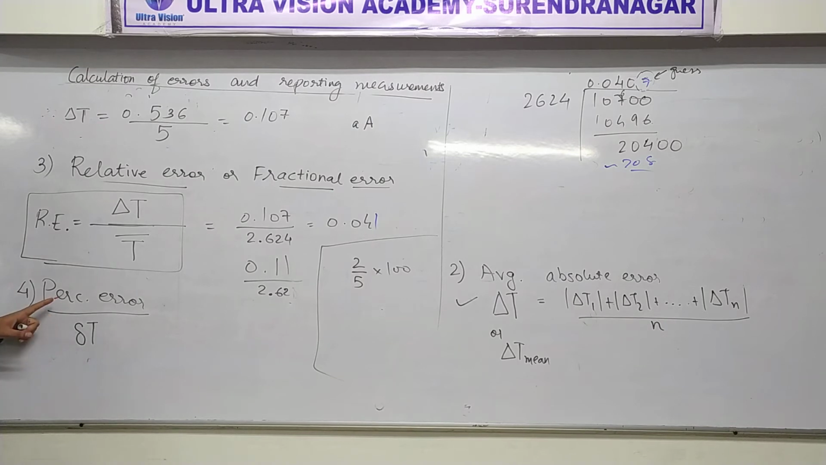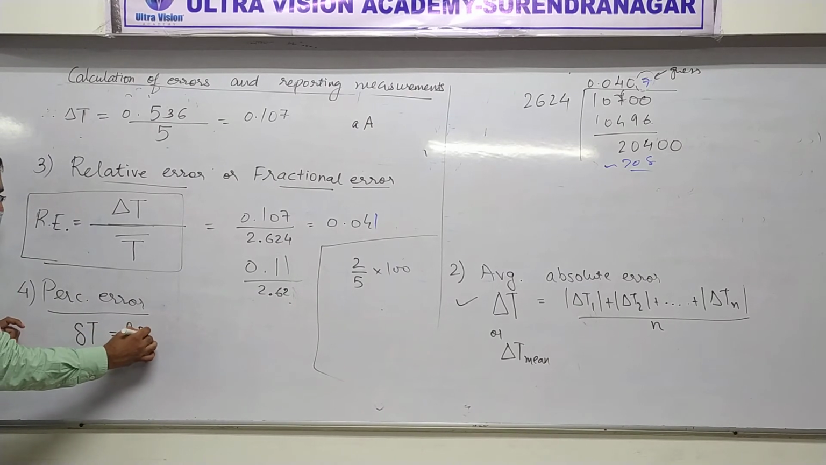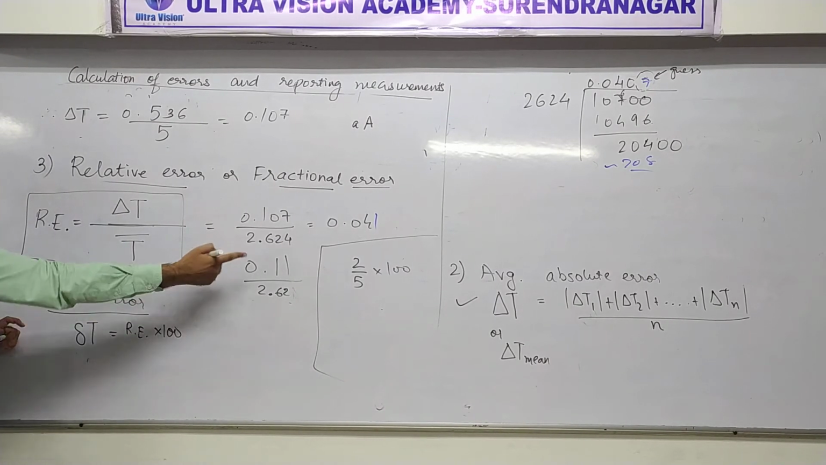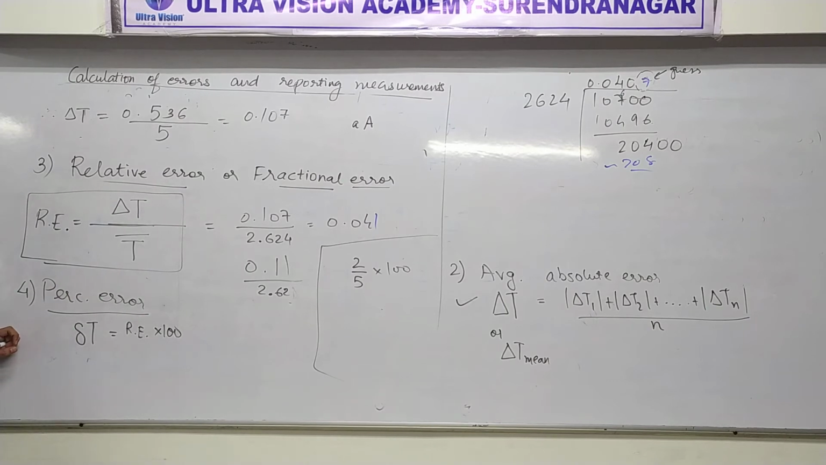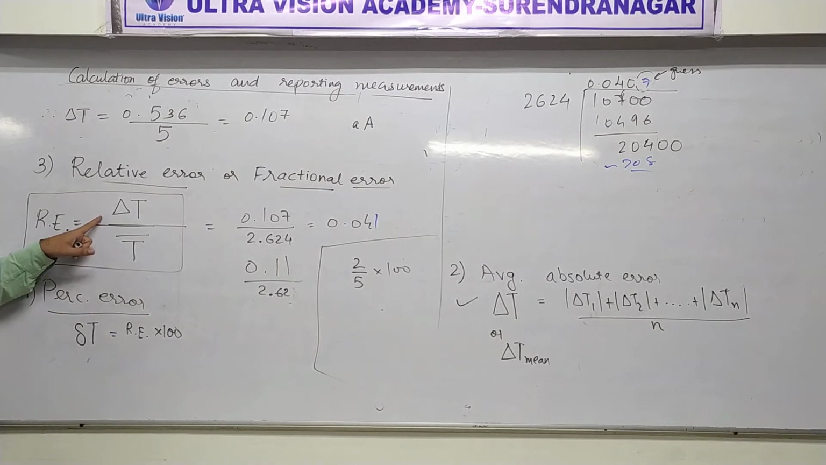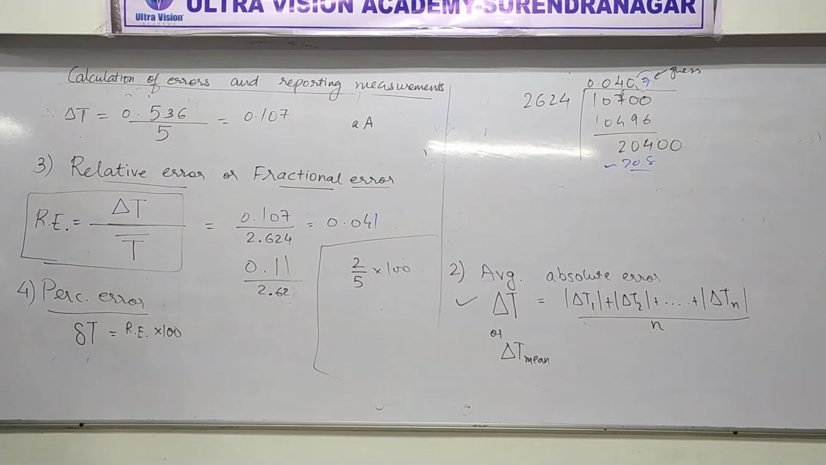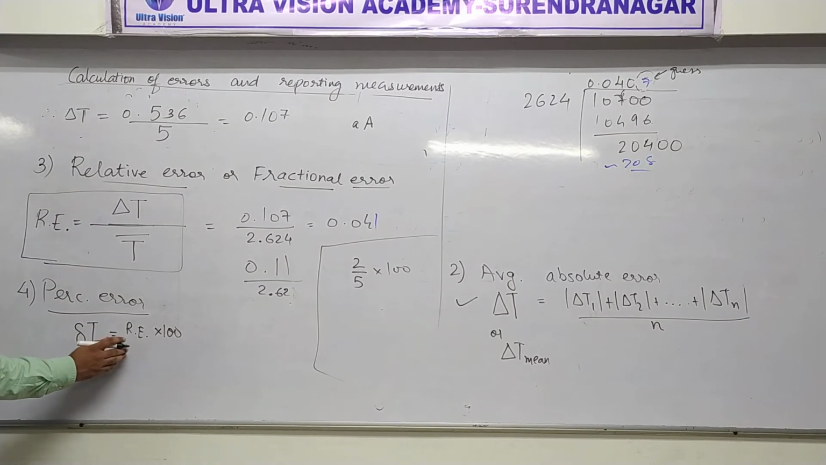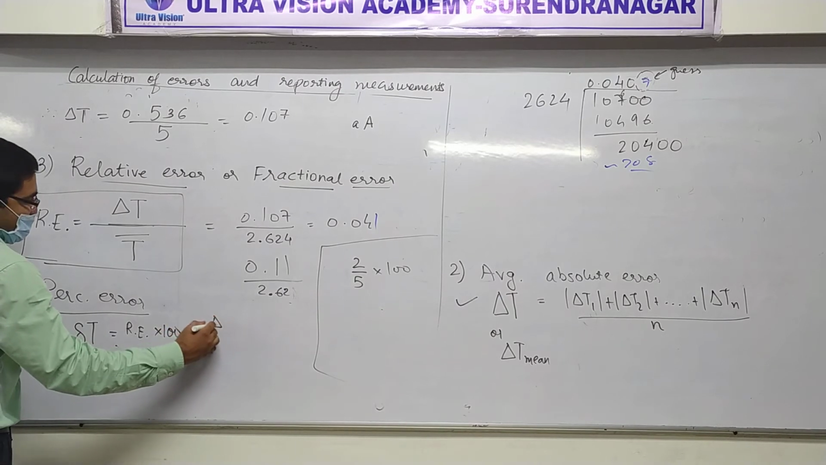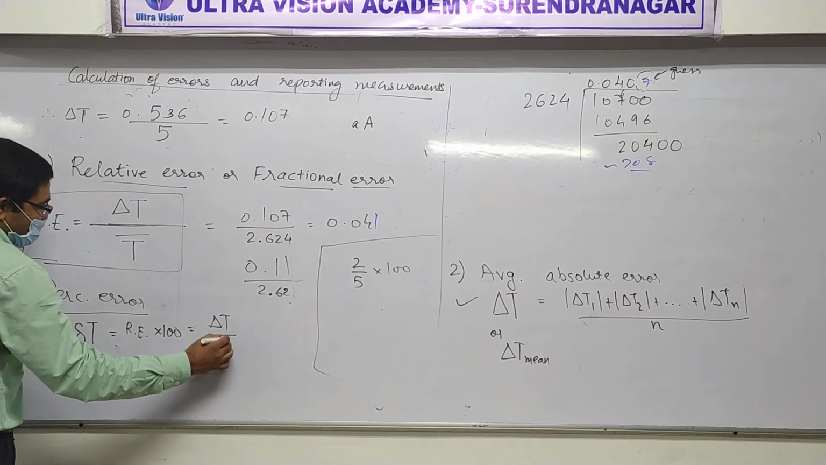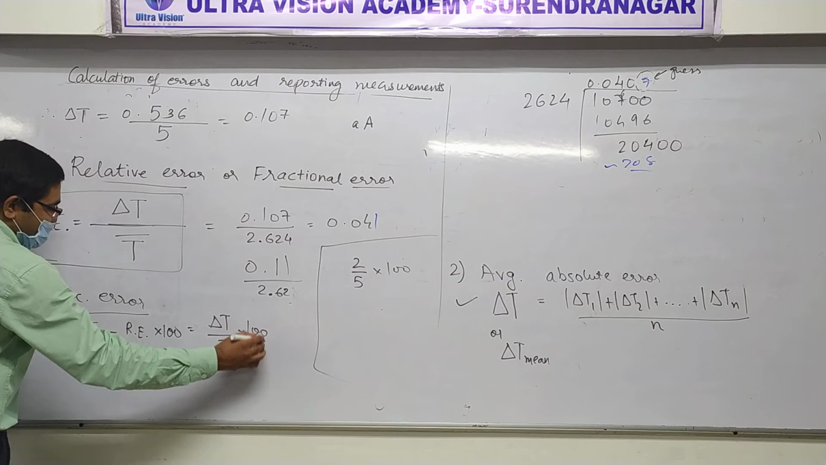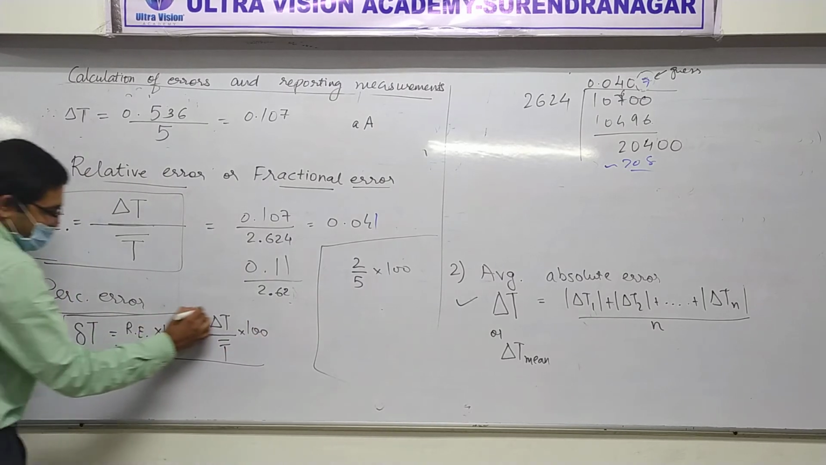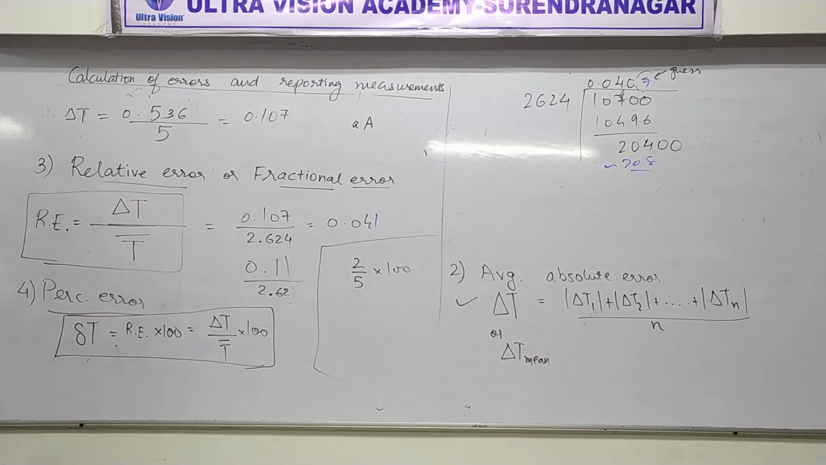So delta T written like this means you are finding percentage error. What is percentage error? Nothing but the relative error multiplied by 100, like you all said. Easy, very easy. In formula form, you can write it like this: capital delta T upon T bar into 100. This is the formula of percentage error. Clear to everyone? Yes.